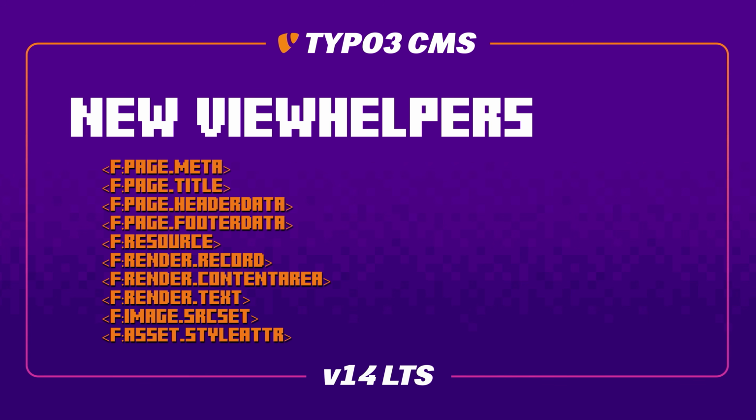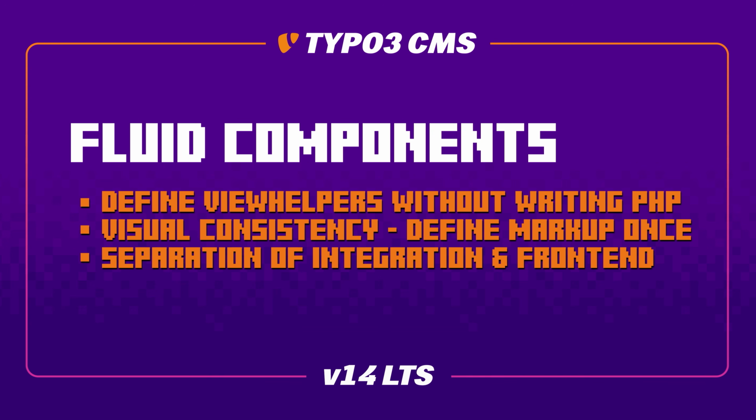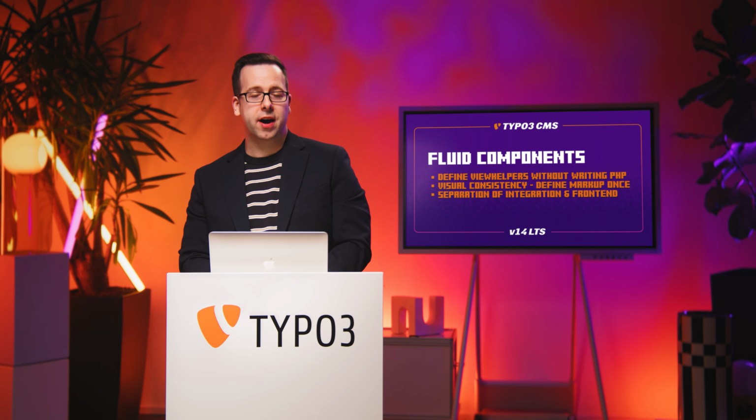Next, we have view helpers, and we've got quite a few new ones in version 5. All of these new view helpers have also been backported to Fluid version 4, meaning projects that are using TYPO3 version 13 can also make use of these new view helpers. And finally, React and Vue developers will feel right at home with Fluid components, a new way of building strict, safe components without the need to write a single line of PHP in our view helpers. And that's Fluid 5 shipping with TYPO3 version 14.